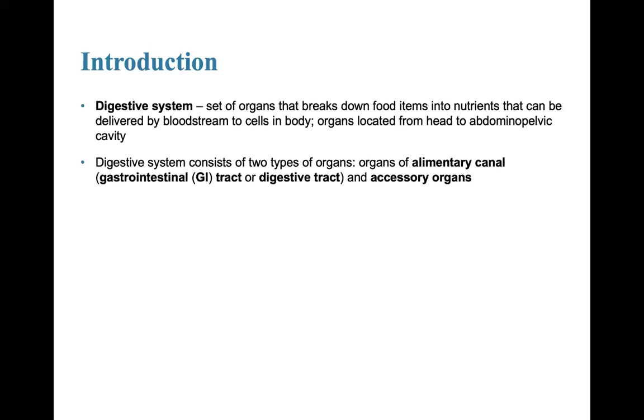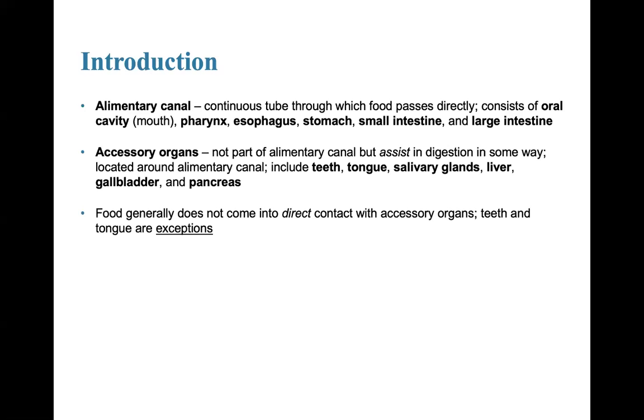This is one continuous tube that starts from the oral cavity and ends in the anus, with various structures along the way. Obviously the mucosal lining is going to change a little bit along the way, depending on the function of the particular structure. And then we have various accessory organs. This would be things like the gallbladder, pancreas, and liver, which contribute to digestive functions. So the GI tract is a continuous tube through which food passes directly. It consists of the oral cavity, which is the mouth, the pharynx, esophagus, stomach, and small and large intestines.